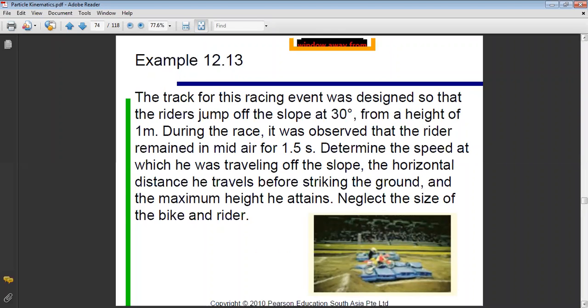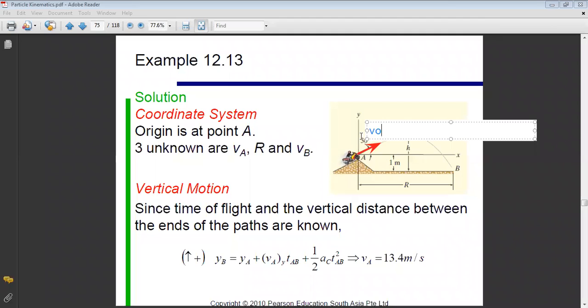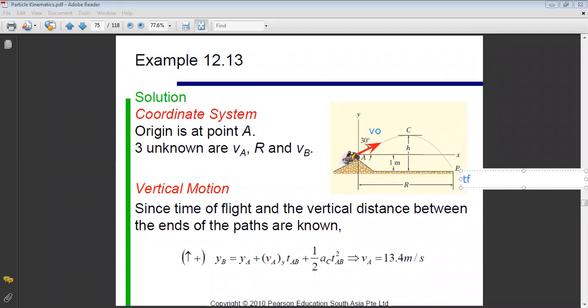So here, if we want to represent it in a small figure, this is our case. They gave us the inclination of the jump, so it's 30 degrees, but they didn't give us the velocity V0. So V0 is unknown here. But what we know is the total time spent for motion. So when going from A to B, T final at B is equal to 1.5 seconds, okay?